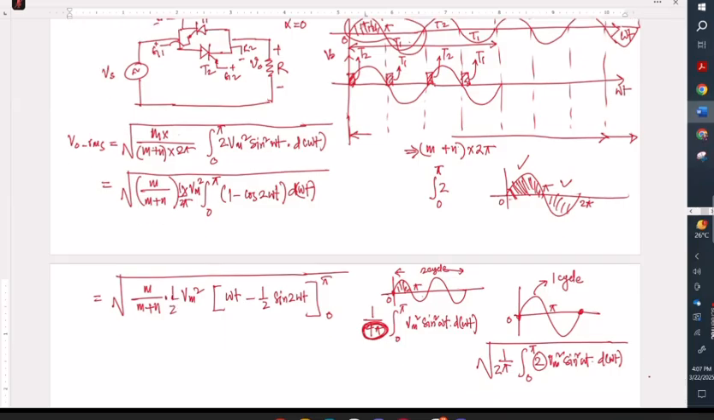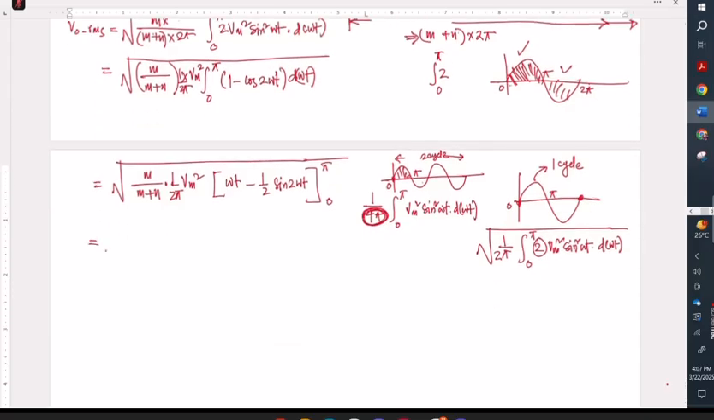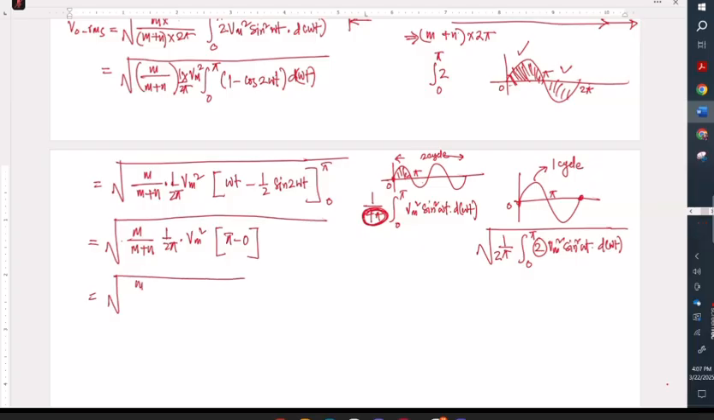And here also you should have 1 over 2 pi. Now, if I do the integration, it should be m over m plus n, 1 over 2 pi multiplied by Vm square, and this should be pi minus 0, and then sine pi is also 0, sine 0 is also 0. So we can write it down as m over m plus n, and then it should have 1 over 2 pi multiplied by Vm square multiplied by pi. So this pi will cancel out.